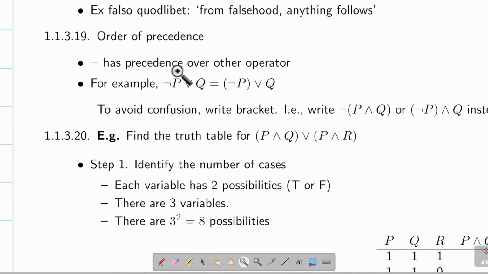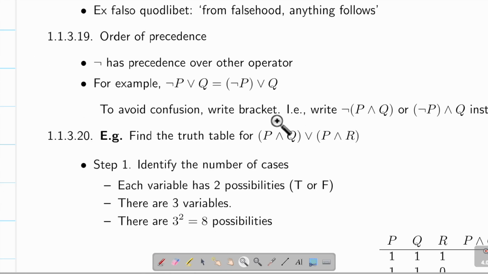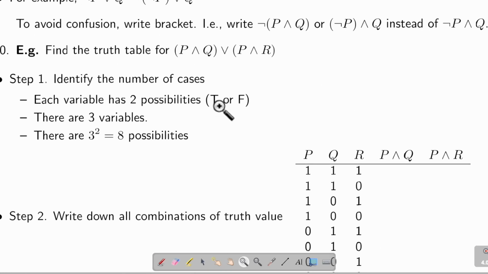And here's an important notation. Always put brackets. If you write this, who the heck knows whether you mean (not P) or Q, or not of the whole thing, (P or Q)? We don't know. So write brackets. Write brackets. Okay? And now here's an example. Suppose I want to solve this problem: (P and Q) or (P and R). So how do you solve it?